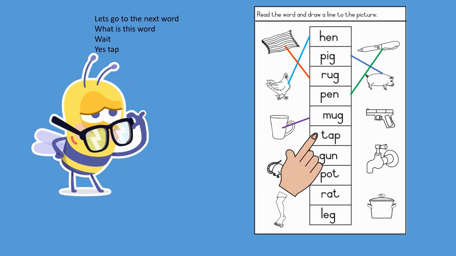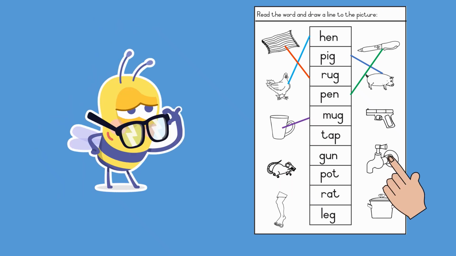Let's go to the next word. What is this word? Yes, tap. Did you find the picture tap? And draw a line from the word tap to the picture.